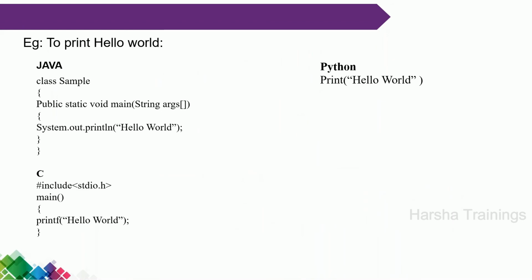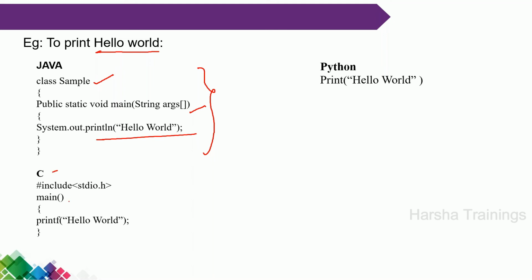Why Python became the most popular language. My program is to print hello world. Suppose you want to write the program in Java, this is the structure. Compulsorily you have to create a class and write the main. Within the main, by using a print statement, you have to print the value.